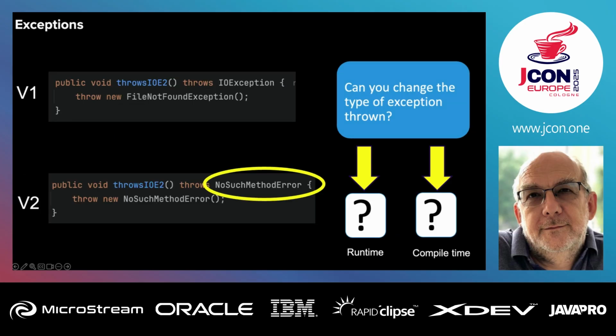Okay. What about exceptions? So I have a method that throws an IO exception, and then I change it to throw something else. Does that fail at runtime? Does that fail at compile time? Who thinks that will fail at compile time? Who thinks it will fail at runtime? Okay. So, it will not fail at runtime. It will fail at compile time because it's got to be caught. They're not in the same tree. So if you're catching Throwable, maybe, but generally, you won't.